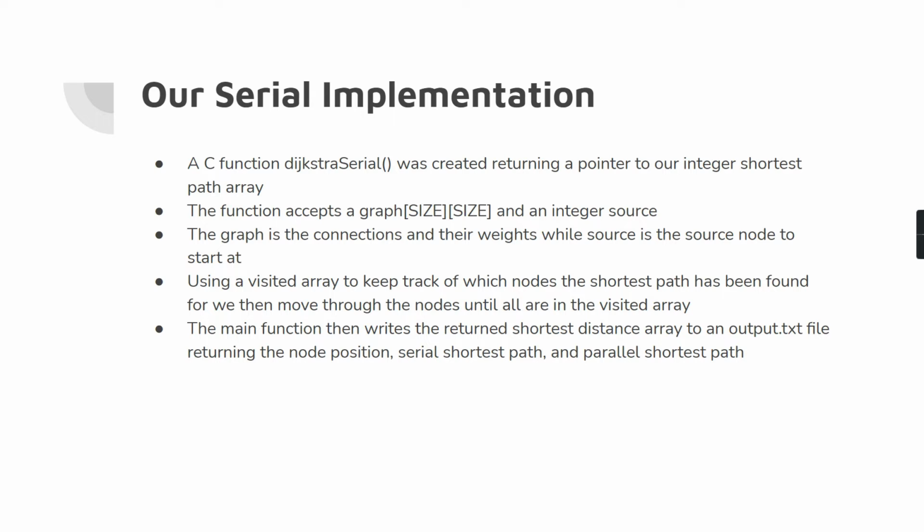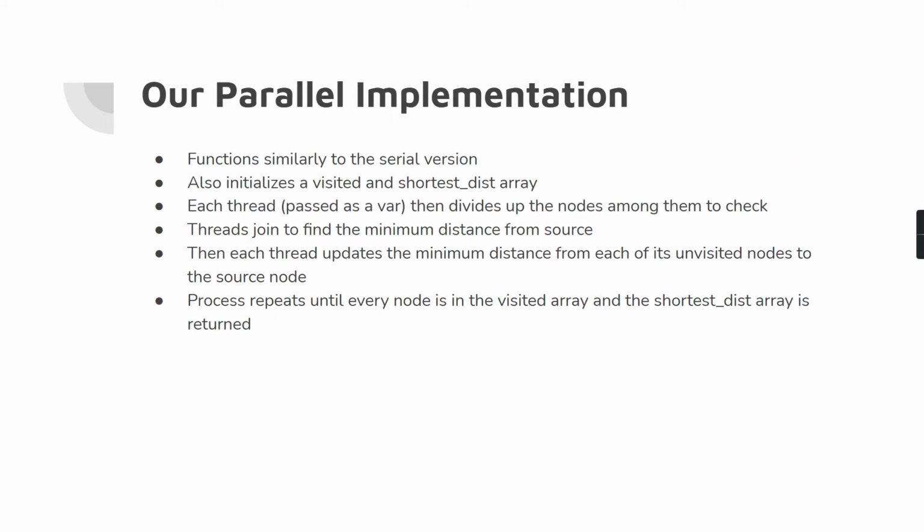After this is ended, the main function would write the return shortest distance array to an input.txt file, which has 3 different columns. The first column is the node position. The second column is the shortest path found using our serial algorithm, and the third column is the shortest path found using our parallel algorithm.